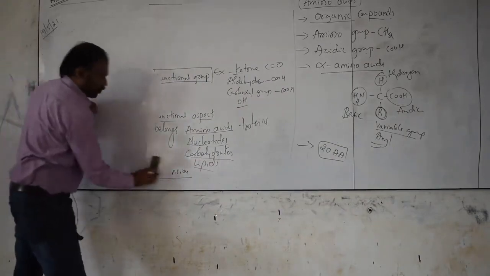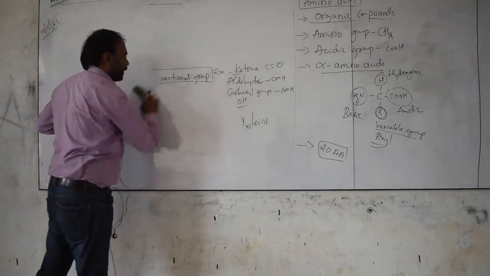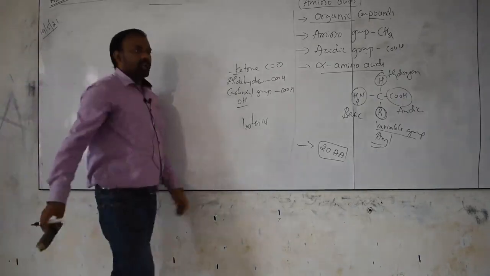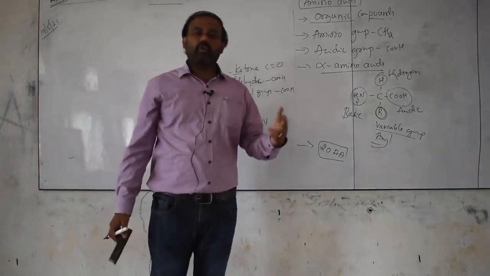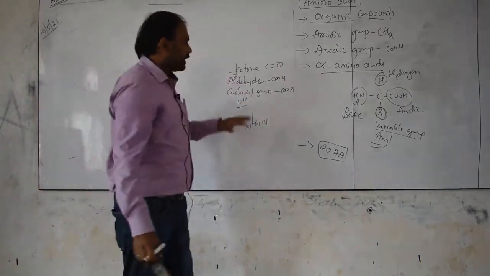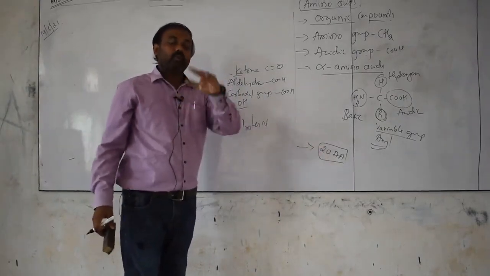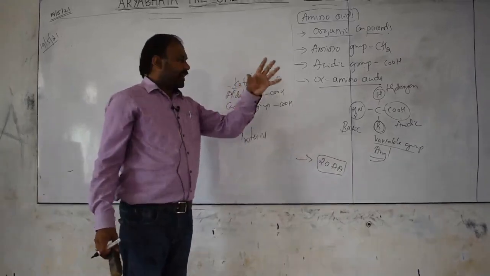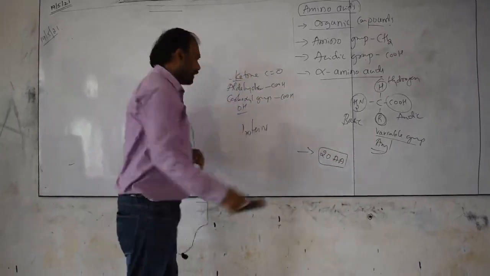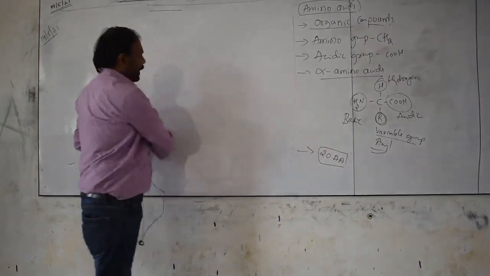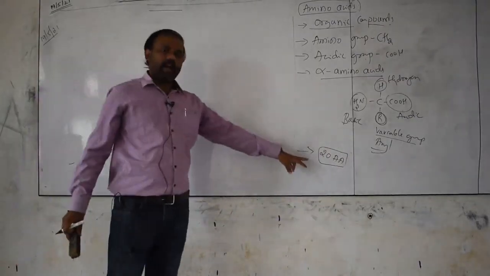So totally there are only 20 amino acids. But according to one study, I can tell you, recently scientists have discovered 2 more amino acids, but still they are not included in the 20 amino acids. Do remember, those 2 are still not included in these 20 amino acids. According to the NCERT book, there are 20 amino acids.